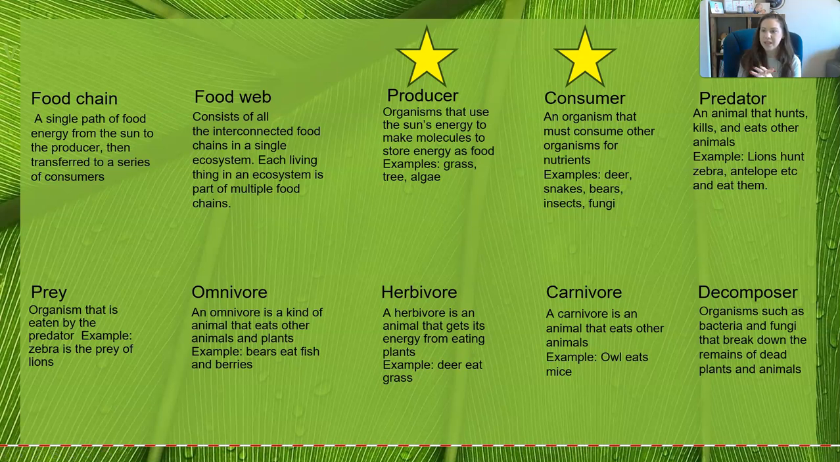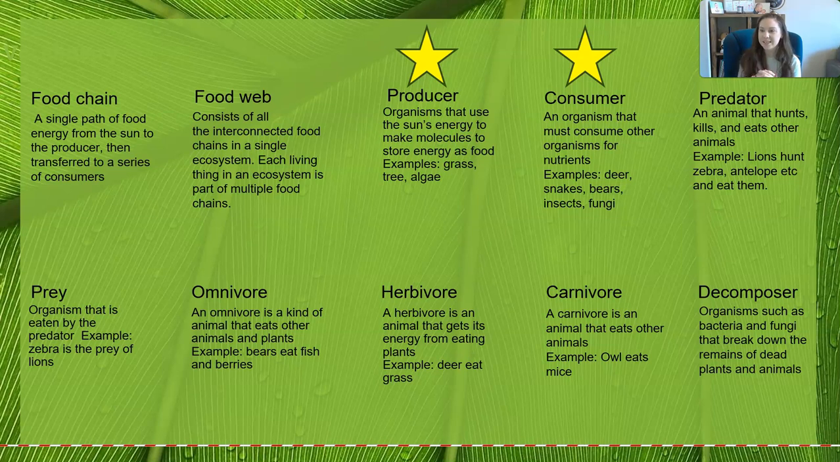The two that I really want to bring to your attention, though, today is these two here, the producer and the consumer. Remember that a producer is one that is going to use the sun's energy to make molecules and store energy as food. Sound familiar? Photosynthesis, maybe? A plant, grass, tree, algae, these are things that are producing energy that they get from the sun.